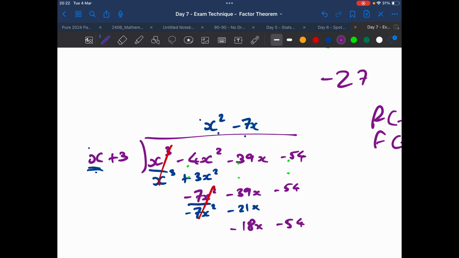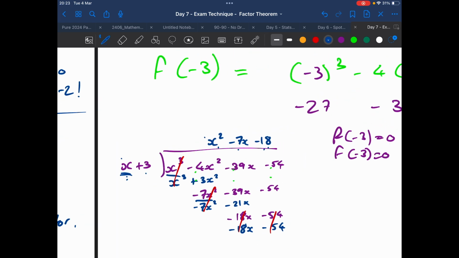And we should have to go just one more time. So what links minus 18 and x? It's minus 18. When we multiply this back, it gives us minus 18x. And it gives us minus 54. In other words, there's no remainder.